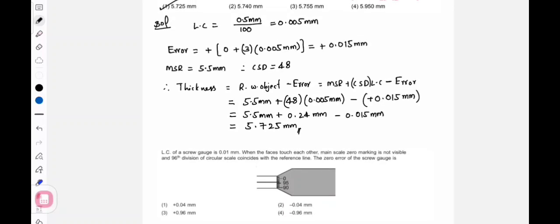Okay, so moving on to the next question. An easy question. Least count of the screw gauge is 0.01 mm. They gave it directly. When the faces touch each other, meaning they are in contact, the main scale 0 marking is not visible, and the 96th division of the circular scale coincides with the reference line. What is the zero error of the screw gauge?